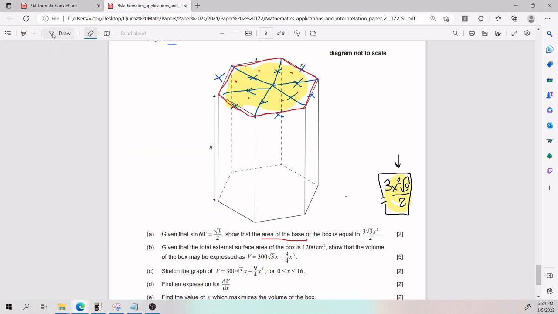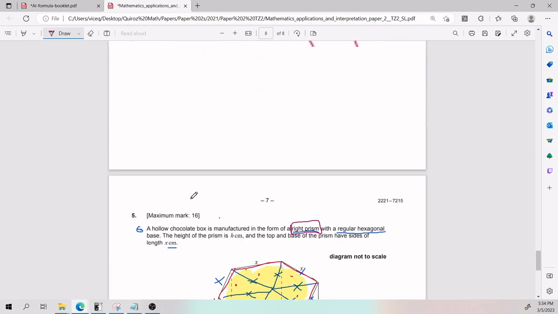Alright, and for part B, we have that given that the total external surface area of the box is 1,200 centimeters squared, show that the volume of the box may be expressed as blah. So we have surface area and volume. Those are the two things that we're working on. We probably have to use both. Alright. So let's go up here and let's do the surface area version and the volume version and see what happens.